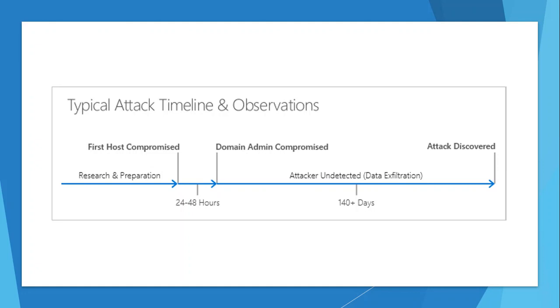After making their research, they compromise the first host on the network or in the organization. After doing this, they sit there for 24 to 48 hours trying to compromise the domain admin. After compromising the domain administrator, they then launch their attack. When I say launch the attack, I don't mean that they immediately release the virus or ransomware into the system.